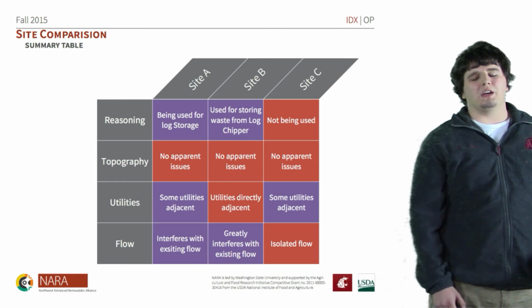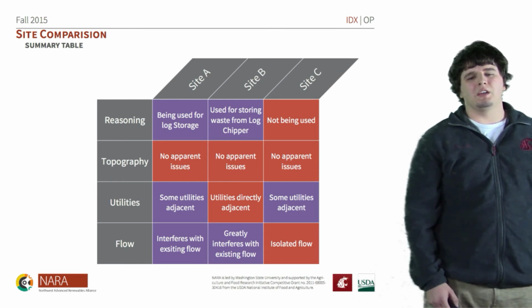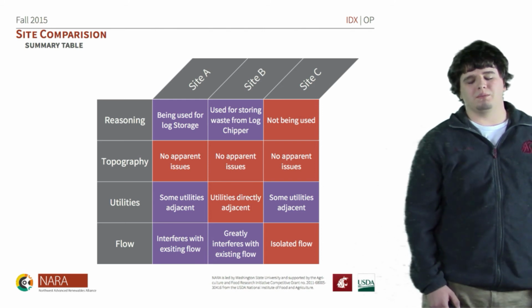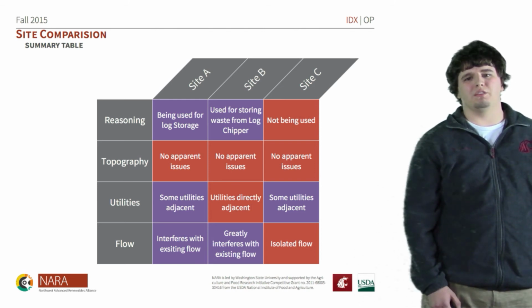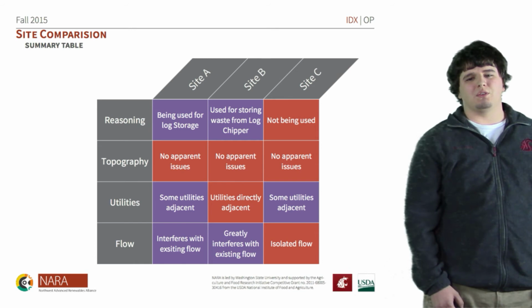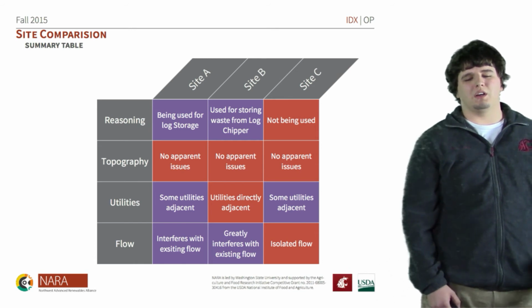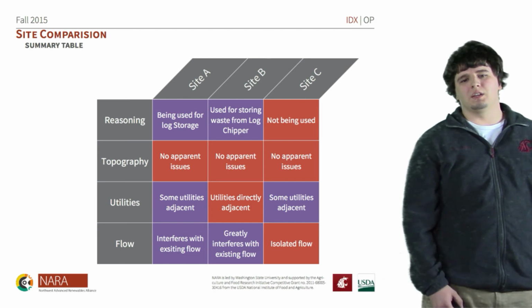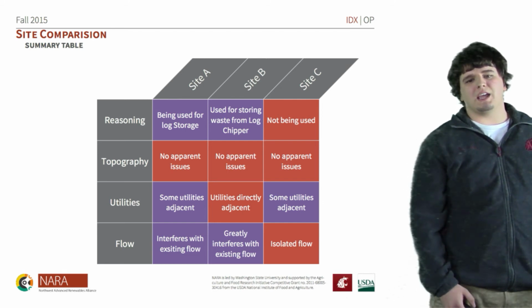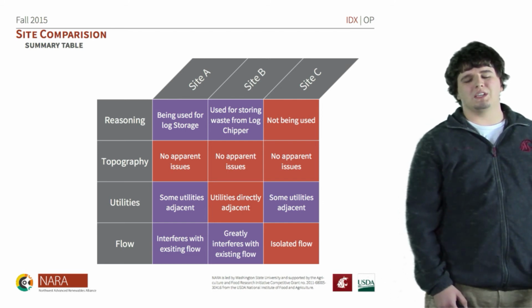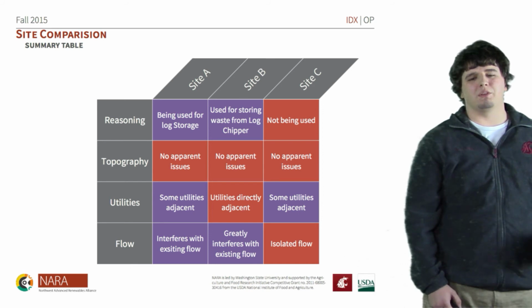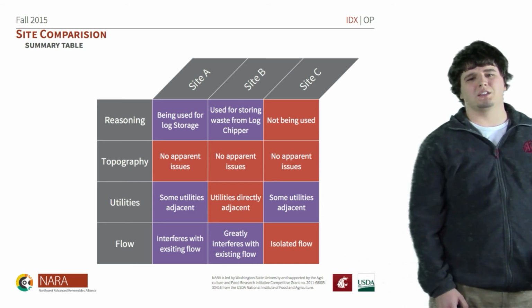The only potential issue could be the stormwater, and that is because it is outside of the boundary of the existing property, meaning that it was just recently purchased for future use. So we may need to adapt to that system or somehow reroute the water into that system or make a new one altogether. For flow, Site A interferes somewhat with the existing flow, but it's not a major issue, whereas Site B interferes greatly with the existing flow, but that was kind of the purpose of that site, to just take advantage of the existing flow.